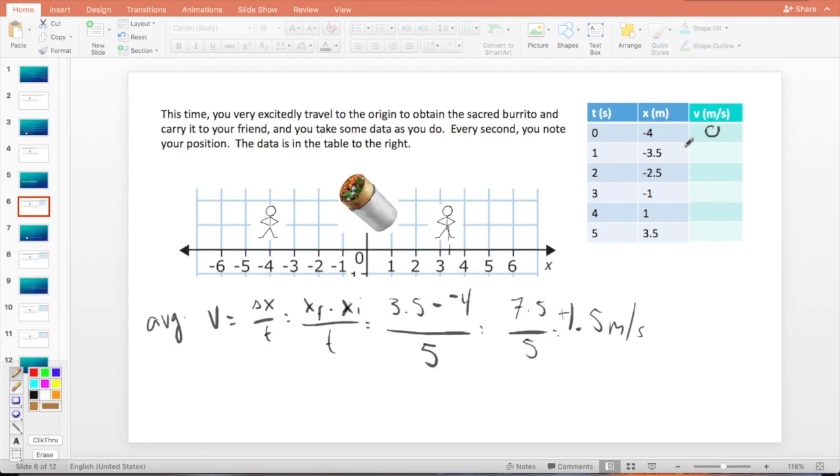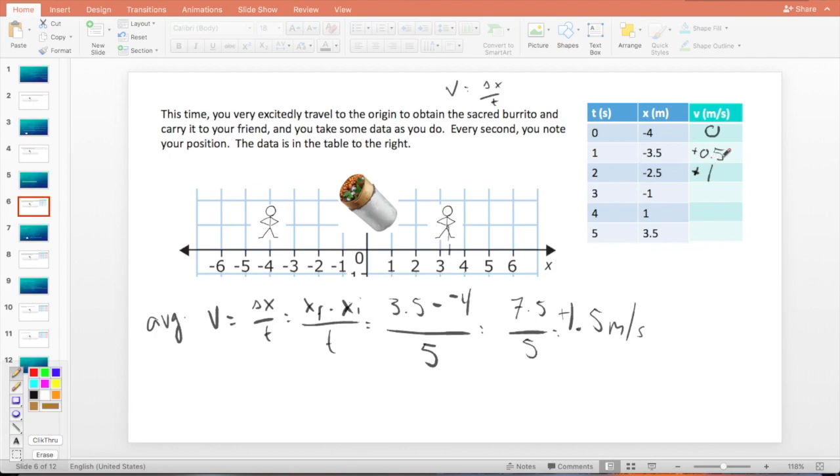But let's find the velocity for the first second of travel. You change your position. Here's your final, here's your initial, and it took you 1 second. Positive 0.5 meters per second. All I'm doing for each of these is delta x over t. This time my delta x, you end up at -2.5. You started at -3.5. That's a change of 1. And that took you 1 second. So this time your velocity is +1.